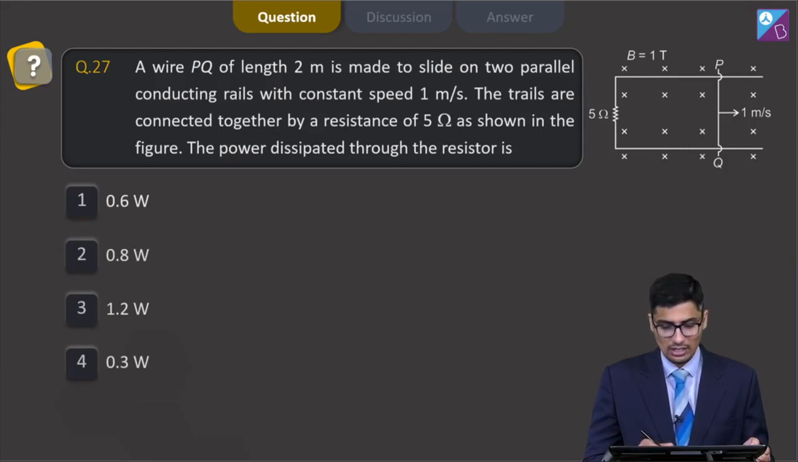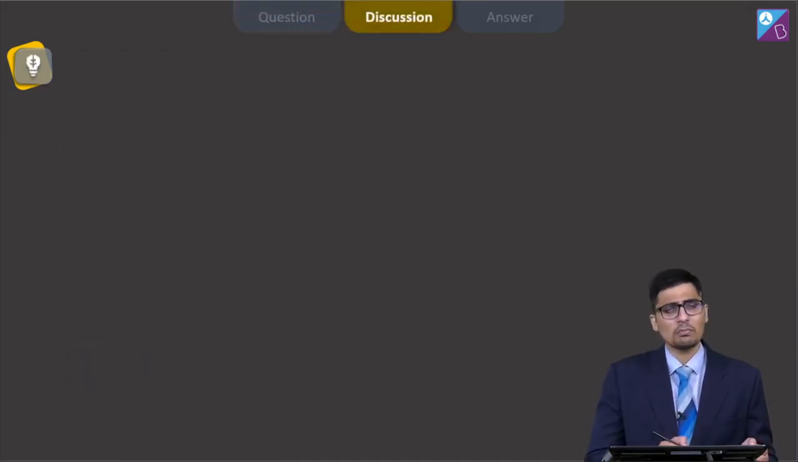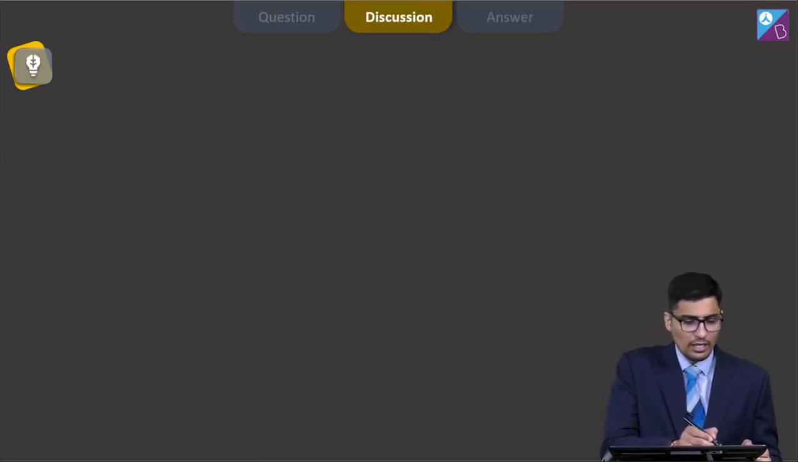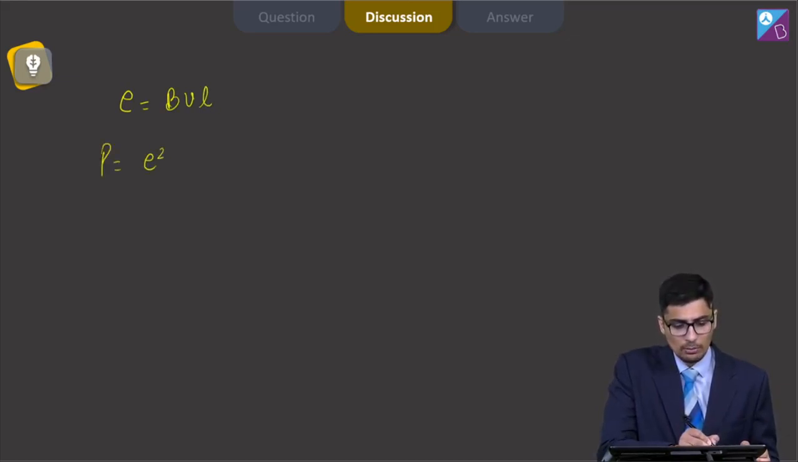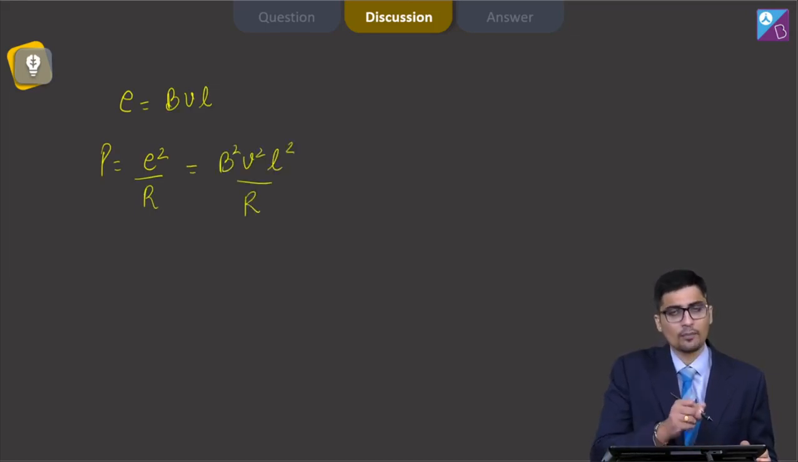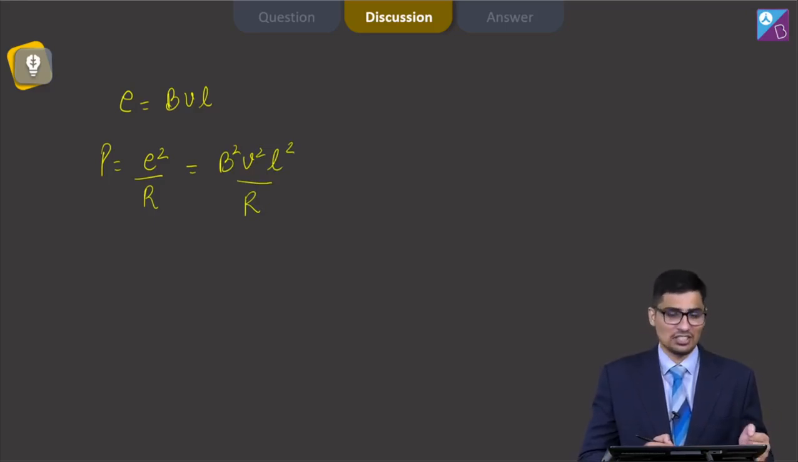Dear students, this is a question based on the concept of the motional EMF. We can start by writing down that the EMF induced in the moving rod will be BvL. Now power will be simply the induced EMF square by R. So this will be B square v square L square by R, where R is the resistance.